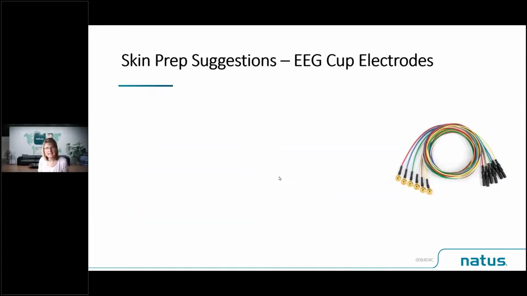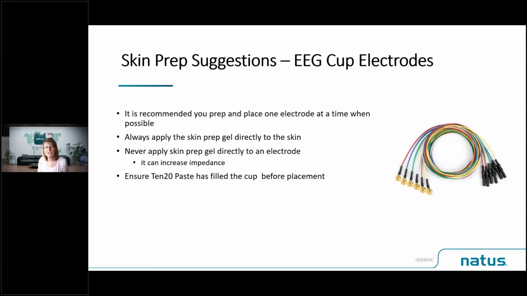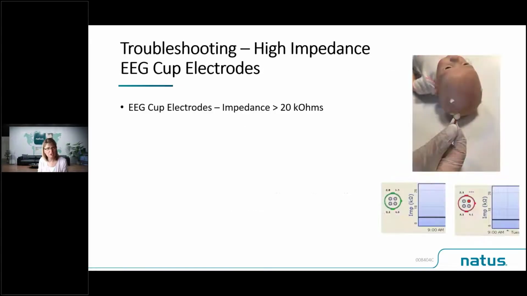A few tips and tricks again. Remember, I would recommend you prep and place one electrode at a time. Always, again, apply the skin prep gel directly to the skin. And always make sure that the 10-20 paste has filled the cup before you place it. Use a small piece of tape to make sure that you secured the electrodes in position. Use a hat to hold the electrodes into place. That really helps.